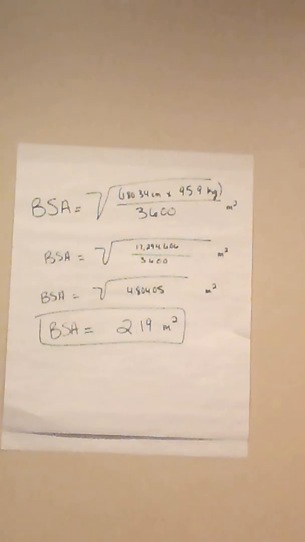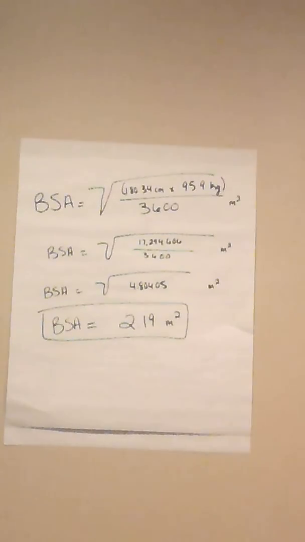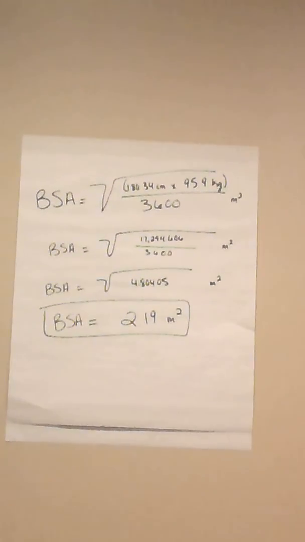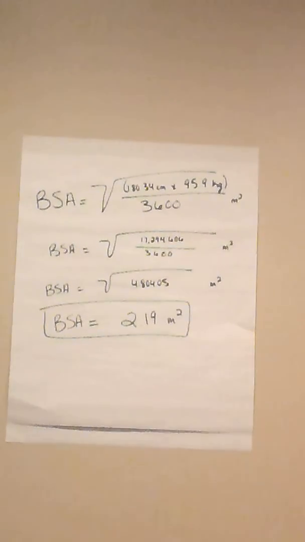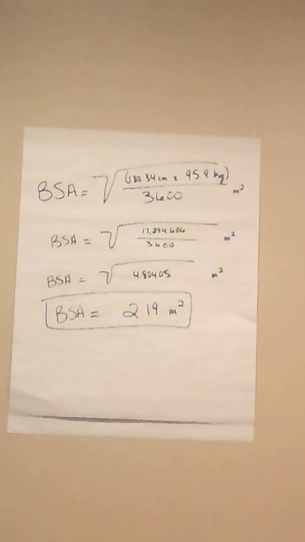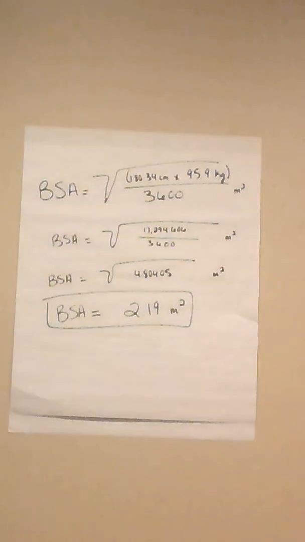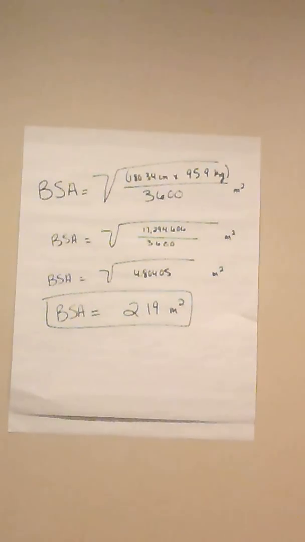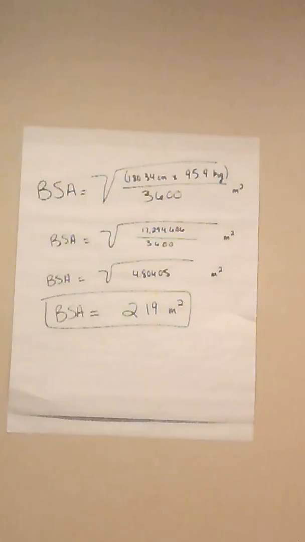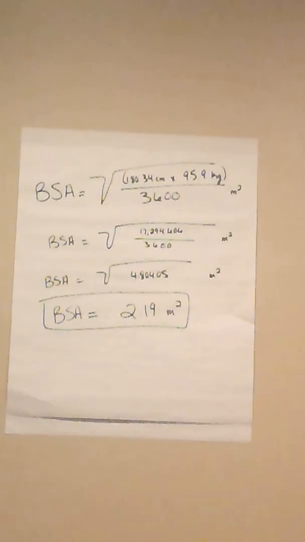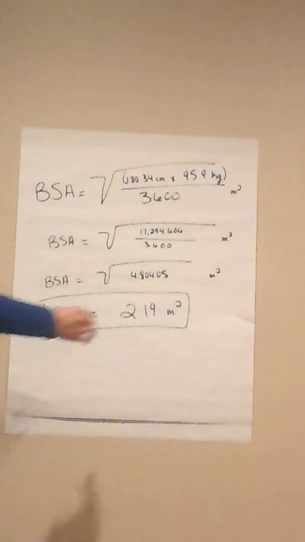Once we plug these numbers into our equation, we're able to see that the BSA equals the square root of 180.34 centimeters times 95.9 kilograms divided by 3,600. You can see the number 17,294.606 divided by 3,600. The square root of that is 2.19 meters squared, giving us the BSA for this patient. This is the number we'll need to plug in to figure out the dosage.